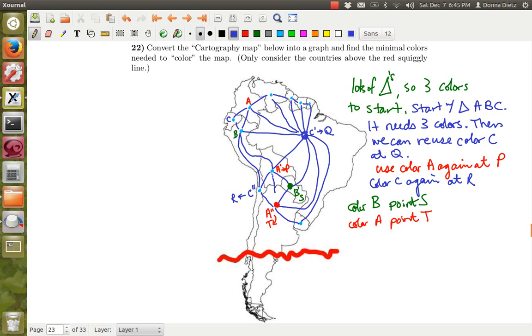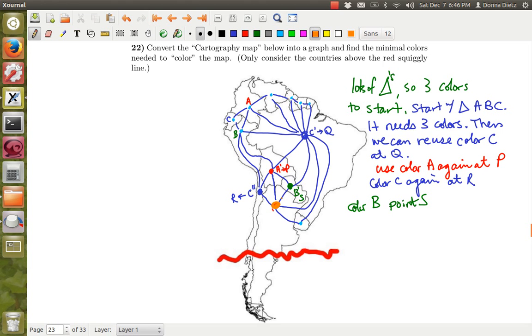It's very, very easy to forget, and this can unravel all your work. So we can't use color A at point T. Luckily I have an eraser. I'm not going to use color A at point T. In fact, we've now found our contradiction, because we have color A at point P, color C at point R, and color B at point S. Okay? And so we require a new color.